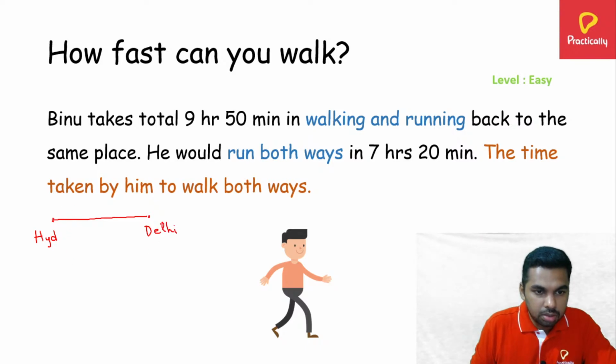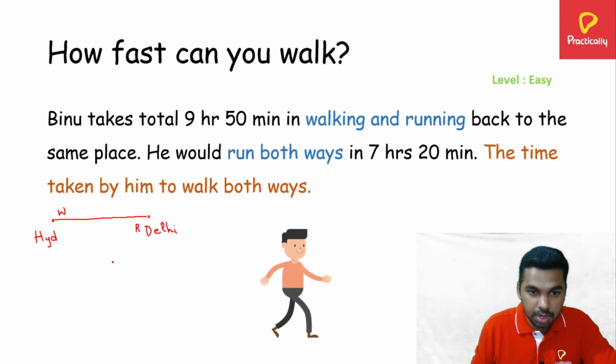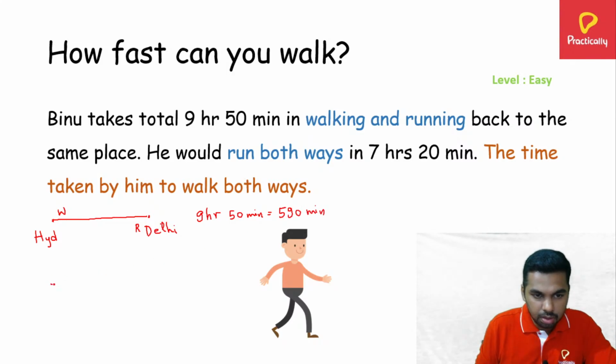So while he goes from Hyderabad to Delhi, he walks. Okay, is that fine? While he returns, he is running. Instead of walking, he is running. Now the total time taken is 9 hours and 50 minutes. So 9 hours just means 9 times 60, which we know is 540. 540 plus 50 is 590. So 590 minutes.